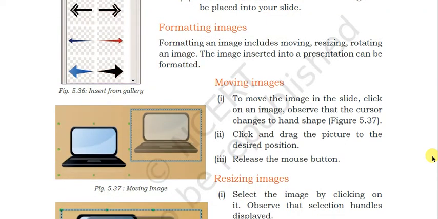So first, how to move? To move the image in the slide, click on the image, and you will see the cursor change to the hand shape. Then drag the picture to the desired position and release the mouse. Whenever you select it, a dotted boundary will be created, and then you click the mouse, drag it to the desired point and release it. That's how you move the image.